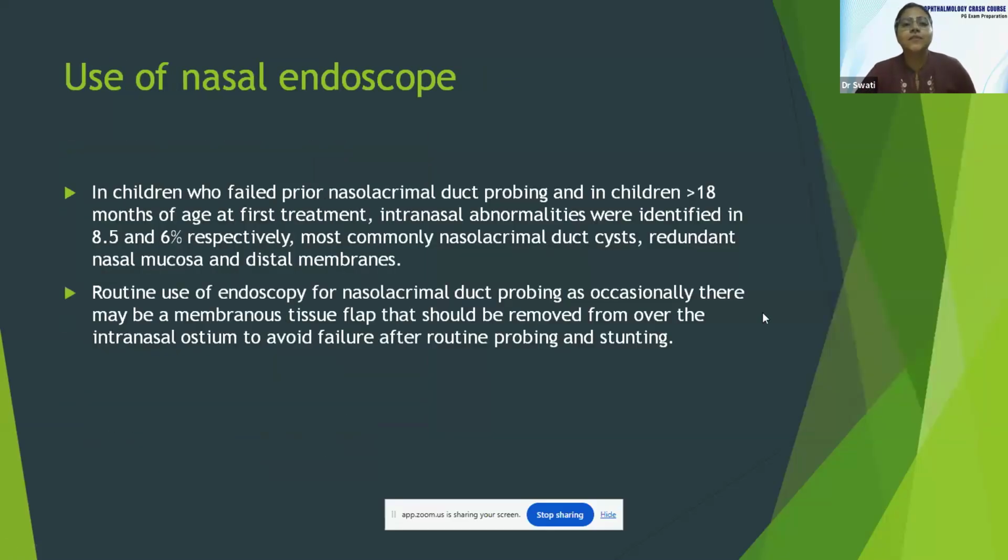In children who have failed primary probing and in children more than 18 months of age as first treatment, the intranasal abnormalities identified most commonly were nasolacrimal duct cyst, redundant duct mucosa, and distal membranes. So nowadays, the routine use of nasal endoscopy is advocated for nasolacrimal duct probing also as a primary procedure, because occasionally there may be membranous tissue flaps that can be removed while you are doing the nasal endoscopy, and you can also infracture the inferior turbinate while doing probing, and it will avoid failure of the primary probing procedure.